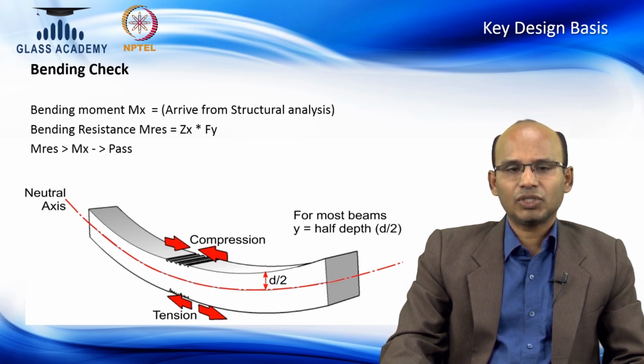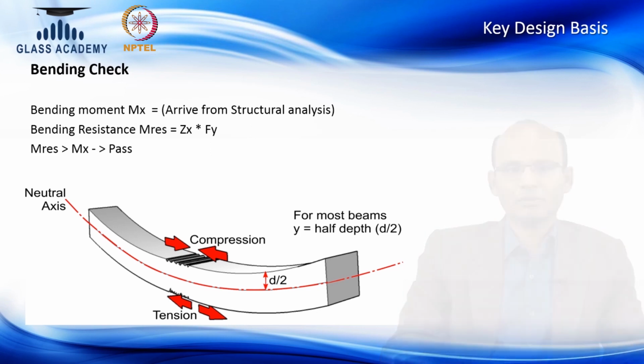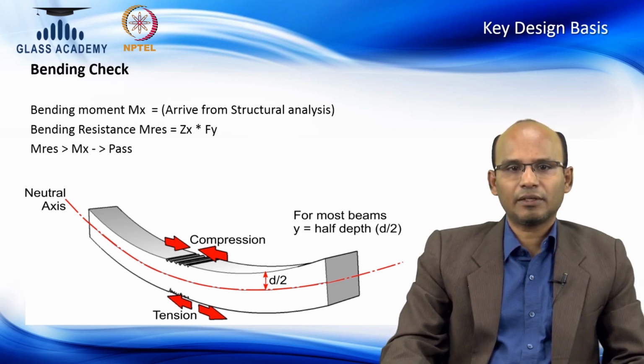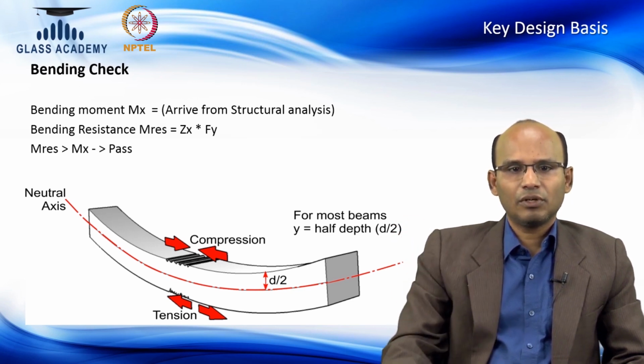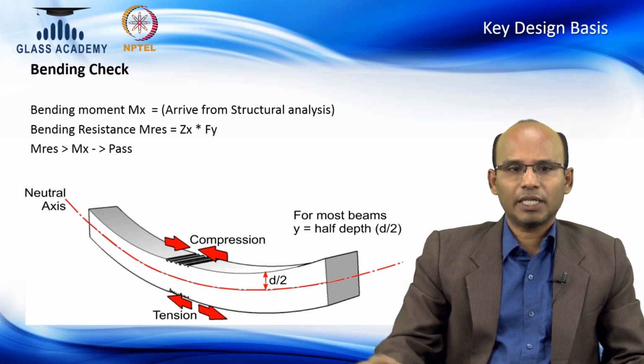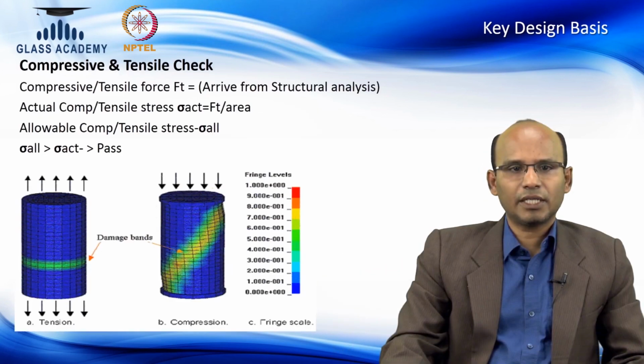In the bending check we are checking the compression and tension to make sure the member is structurally safe for both criteria, because if you check for positive and negative wind load, the member needs to be checked in both directions. This check is critical for compressive and tensile checks.